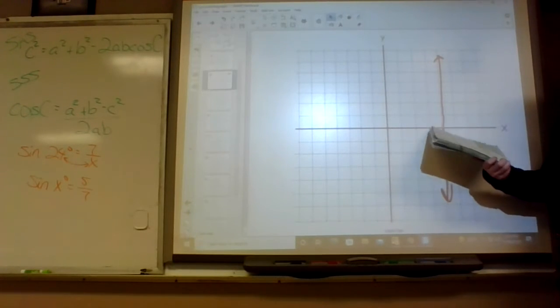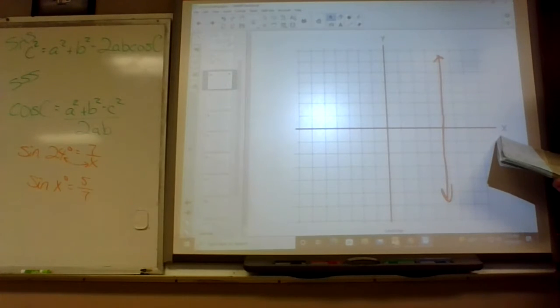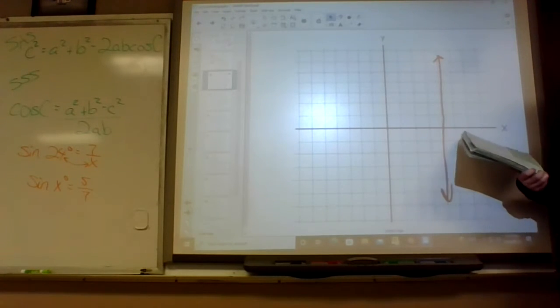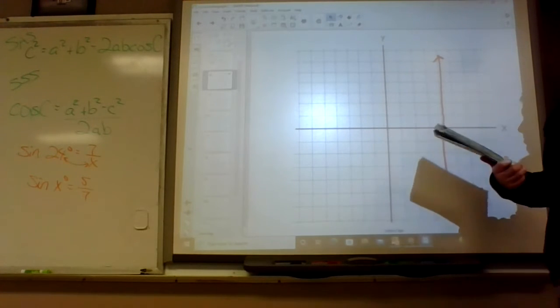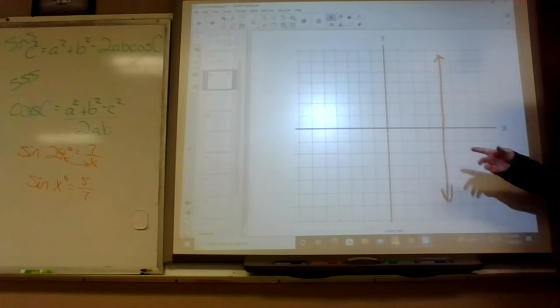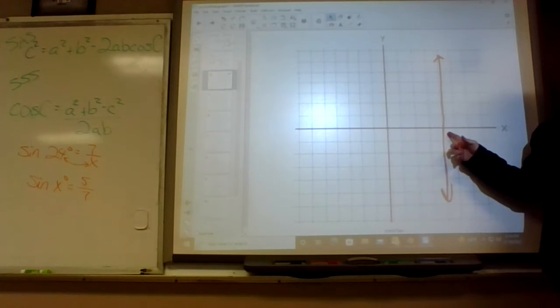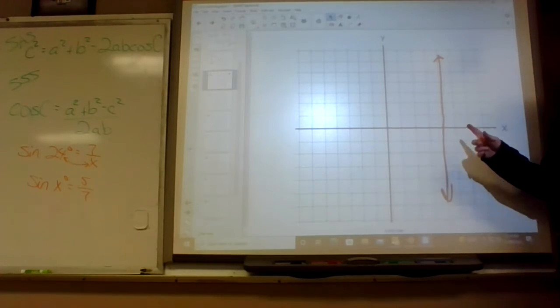Where does this cross the Y-axis? Nowhere. It doesn't cross the Y-axis. It has no Y-intercept. It has no slope and no Y-intercept, so it's kind of a weird one. So we're going to put undefined for the slope, comma, none for the Y-intercept.